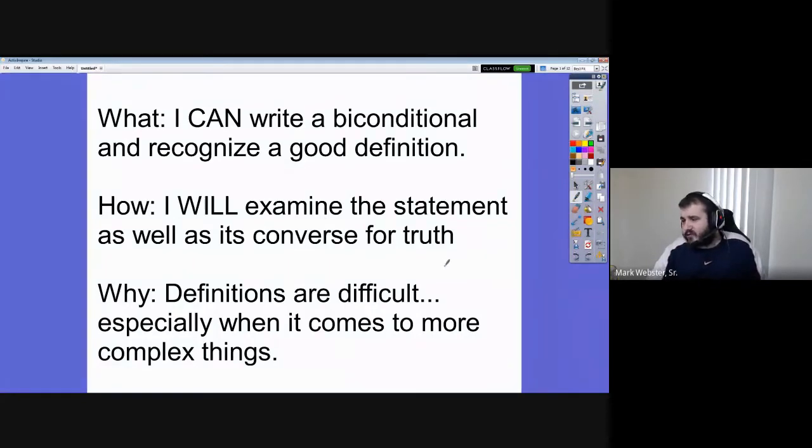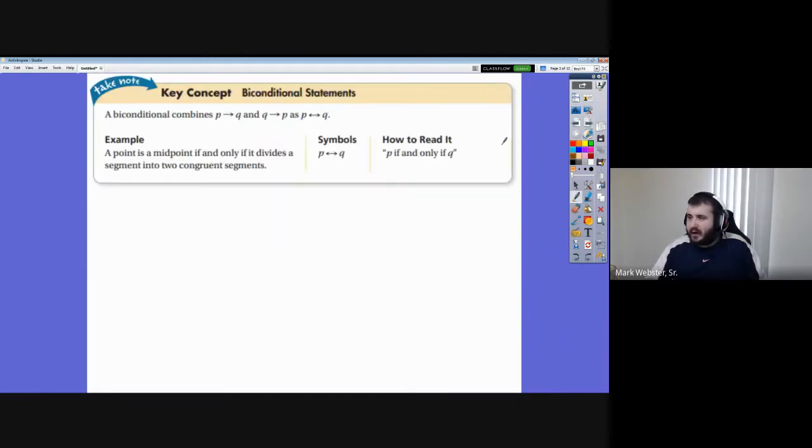And why are we doing this? It's because definitions are difficult. Especially when it comes to more complex definitions, it's really hard to write a good definition. So we want to make sure that we practice this skill so that we get good at it. So let's begin with a definition here. What is a biconditional statement? A biconditional statement takes just the conditional statement and its converse, and it sort of just combines them into one.